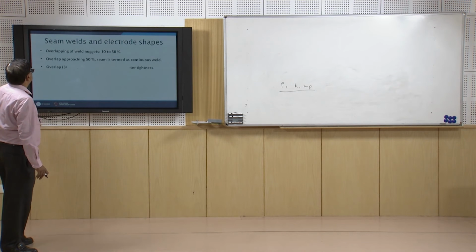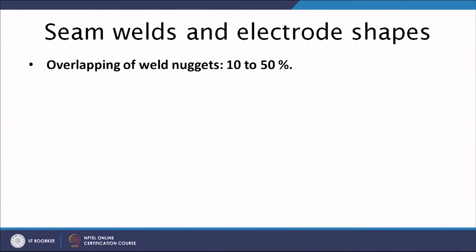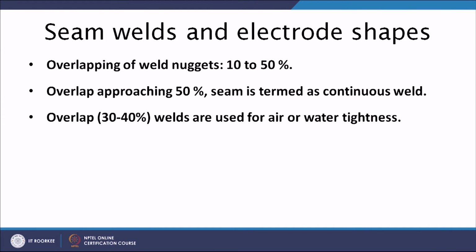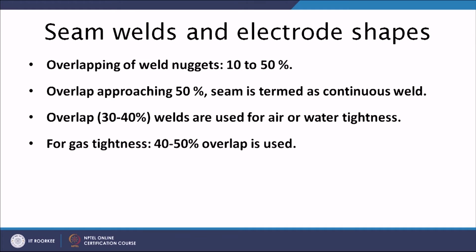So, here you will see the overlapping of the weld nuggets may be 10 to 50%. Overlap approaching 50% is termed as a continuous weld. Overlap of 30 to 40% is used for air and water tightness, and gas tightness requires 40 to 50% overlap for the welding purpose.